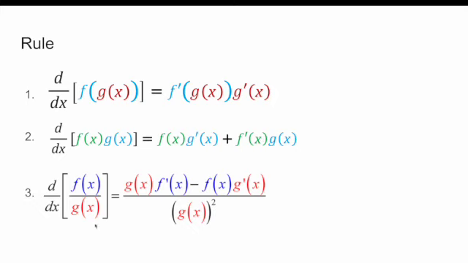And then this third one is the quotient rule. I suggest you don't use this, but in case you do want to, it's just that if we have f of x divided by g of x, it's the exact same as the product rule, except we had a subtraction here, and then we square the denominator.